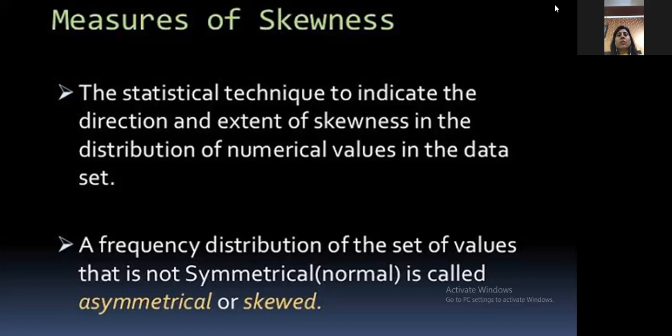So what is skewness? It is a statistical technique which indicates the direction and the extent of skewness in a distribution. That means how much the distribution is following the skewness, how this skewness is occurring in the distribution. When we plot the data on the graph, we will see where this data is diverging. That means whether it is tilted to the right side of the symmetrical distribution or to the left side of the symmetrical distribution. All this can only be understood when we know what skewness is.